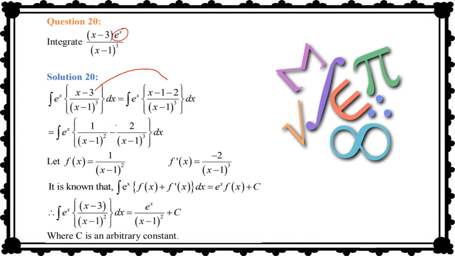x minus 1 here and minus 2 here. So one x minus 1 will be cancelled with this and the square will be left here, and minus this second term as it is. Now if the function is this, definitely the second one is its derivative. So again the answer will be e power x into function.